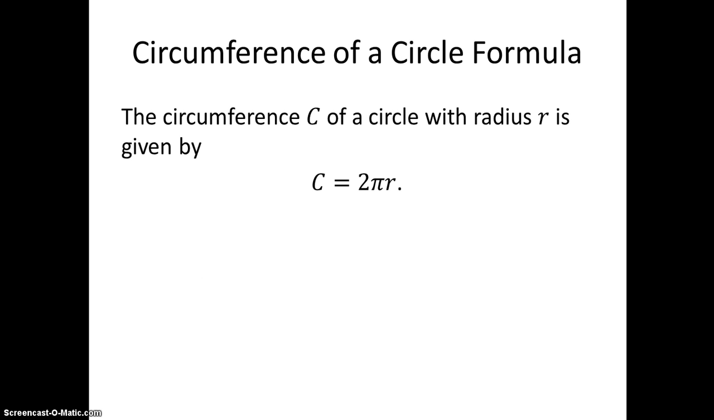Okay, so here it is, the circumference of a circle formula. The circumference C of a circle, if you remember, is the distance around the circle. If I wanted to find the circumference of a circle with radius r, it's given by this formula: C equals 2 times pi times r, where C denotes the circumference of the circle and r represents the radius.